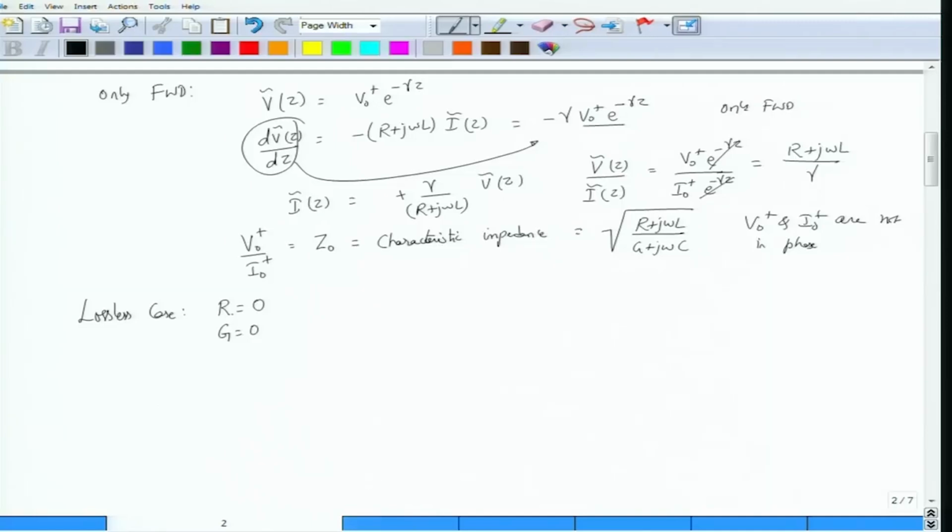Substituting this, what do you get for gamma? Gamma will be j omega square root LC. And this j omega square root LC means that there is only a phase term, with beta being omega into square root LC. What happens to Z0, the characteristic impedance? Well, characteristic impedance becomes square root of L by C, and this is completely real, which means that this is exactly like a resistance.